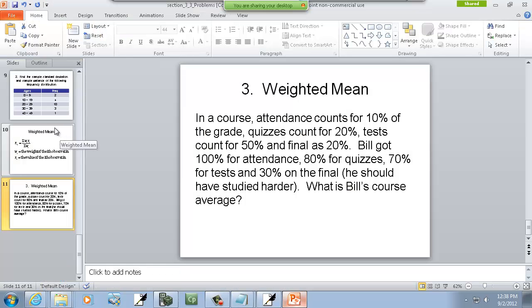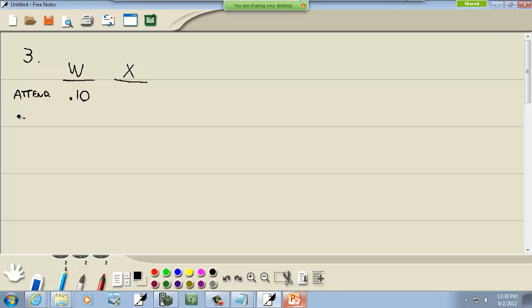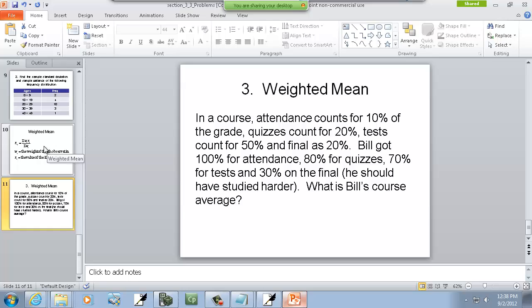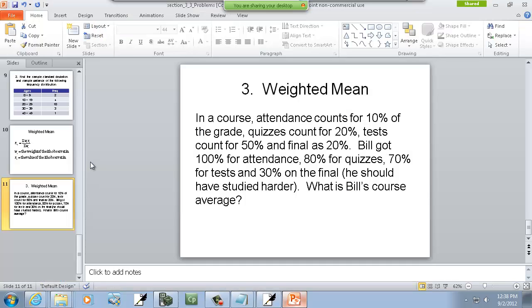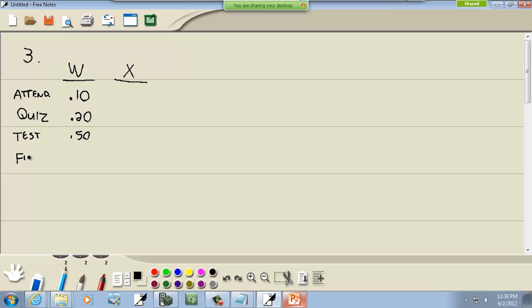Next one is quizzes. Count for 20%. So that's my weight. It's worth 20%. Tests count for 50. So this would be 0.50. And final as 20%. So that'd be 20%.